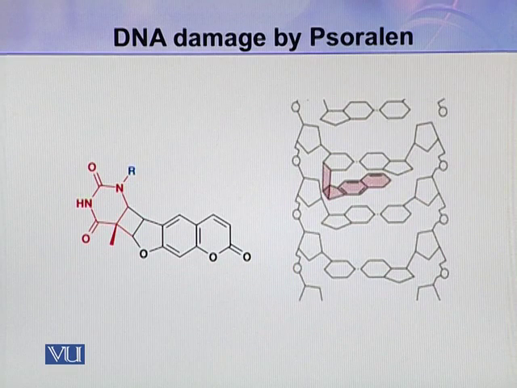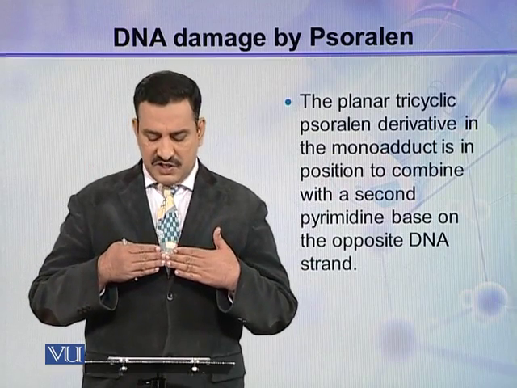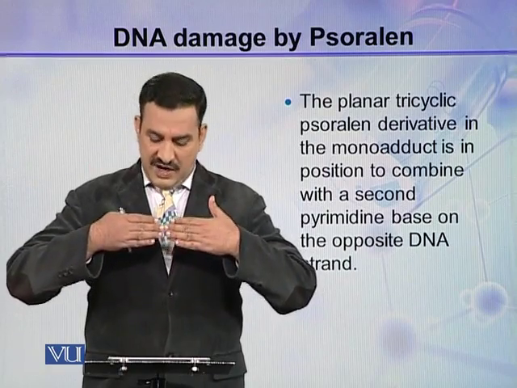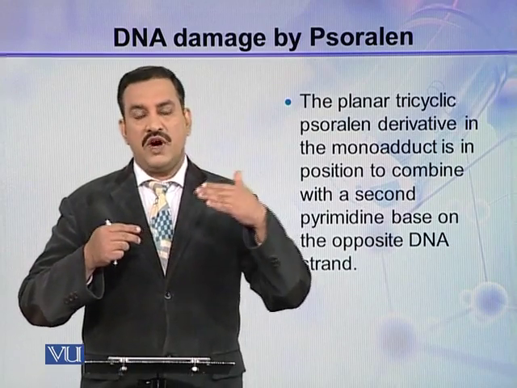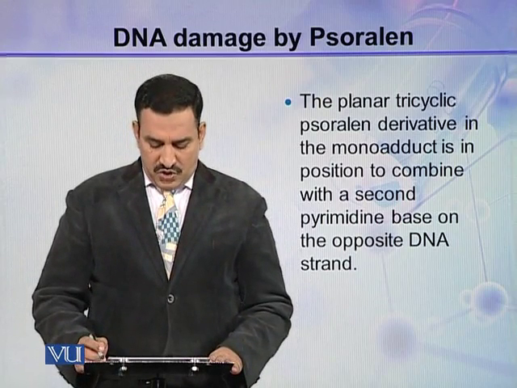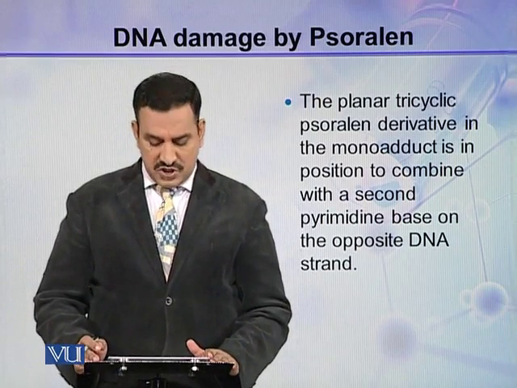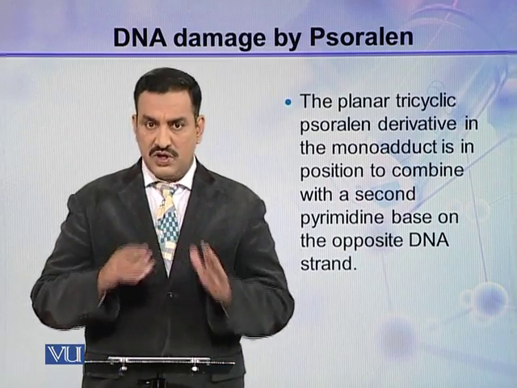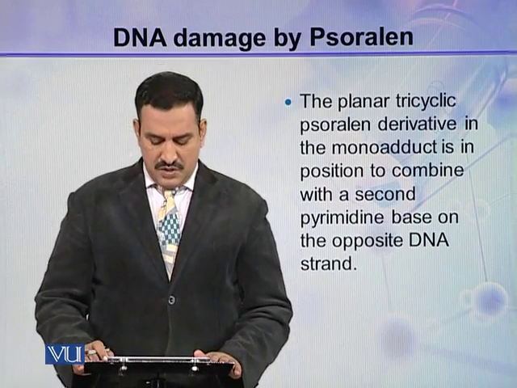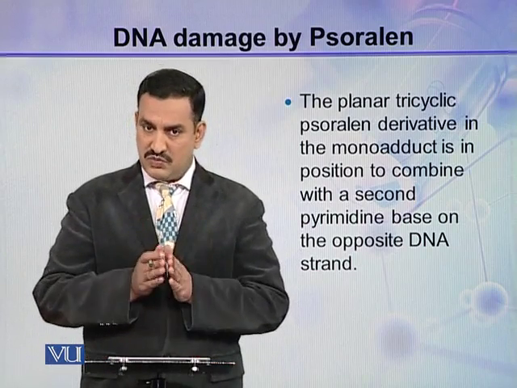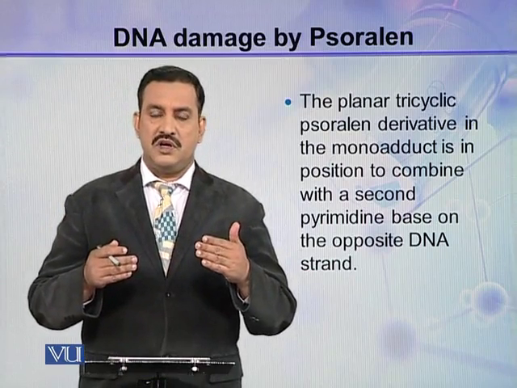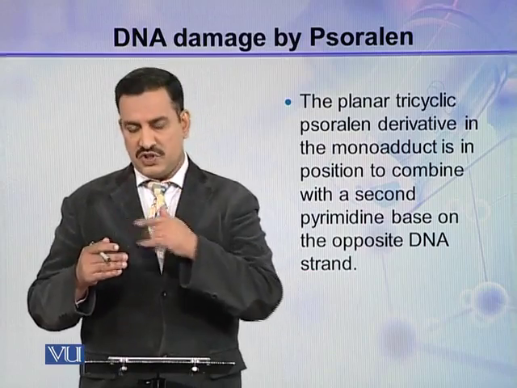The planar tricyclic psoralen derivative in the monoadduct, because you know this is a planar molecule, has been attached to one of the pyrimidines in the DNA in the form of a monoadduct. This planar molecule is in a position to combine with another pyrimidine base, either on the same strand or on the opposite strand. Most probably it will link with the opposite strand.